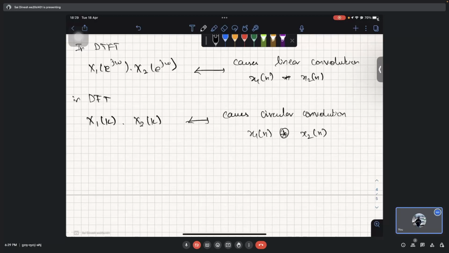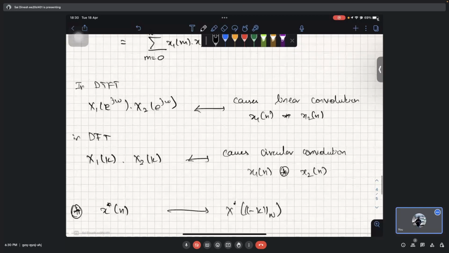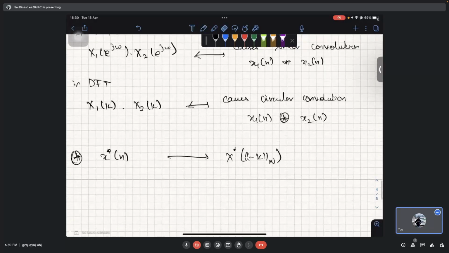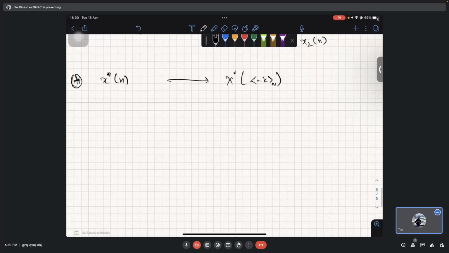Okay, and then one more property is that x star of n will give X star of k.